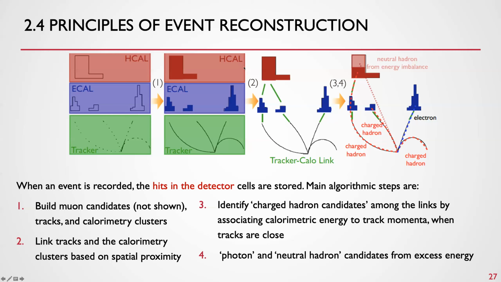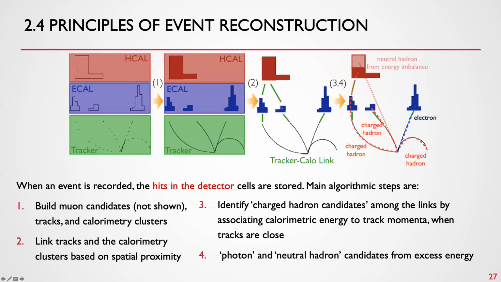At this second stage, the subdetectors are reconstructed individually. We form H-cal clusters, we form clusters in the electromagnetic calorimetry, and we form tracks. But the subdetectors do not yet talk to each other. Now we want to begin to identify particles. Let's start with charged hadrons. We identify particles by first linking the hits according to certain hypotheses.